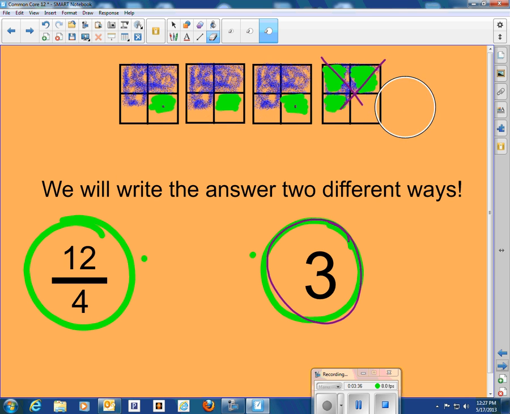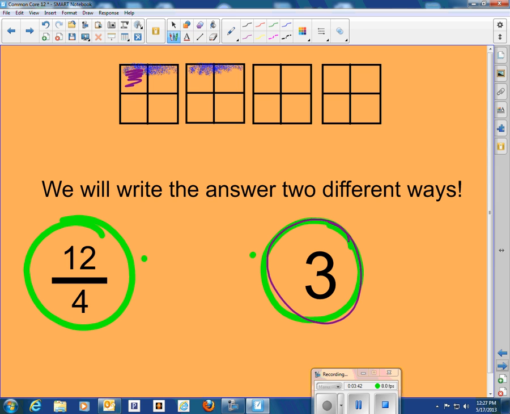To get our improper fraction, I'm going to erase all the work that we just did. I'm going to have my 4 groups of 3/4. There's 1 group of 3/4, 2 groups of 3/4, 3 groups of 3/4, and 4 groups of 3/4. I'm now going to count all of my fourths. I have 1, 2, 3, 4, 5, 6, 7, 8, 9, 10, 11, 12.